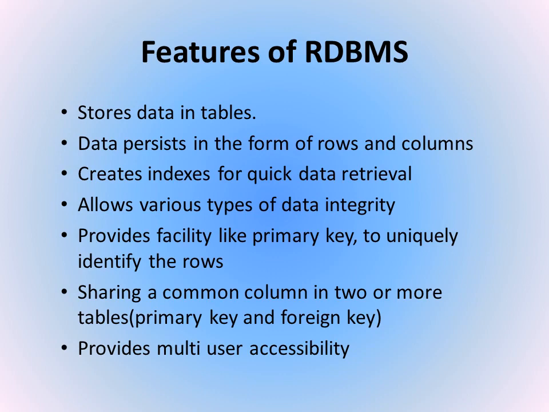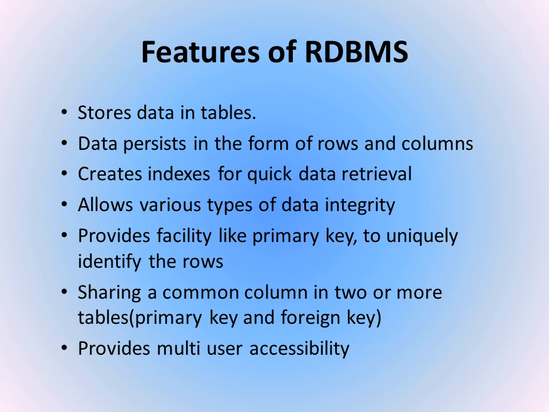Next, it provides facilities like primary key and unique key to identify each row. So what is a primary key? A primary key is a column or combination of columns used to uniquely identify all the records within a table. Similarly, a unique key is also a column or combination of columns that is used to uniquely identify all the records within a table. Next, relationships among tables are created by sharing a common column in two or more tables.